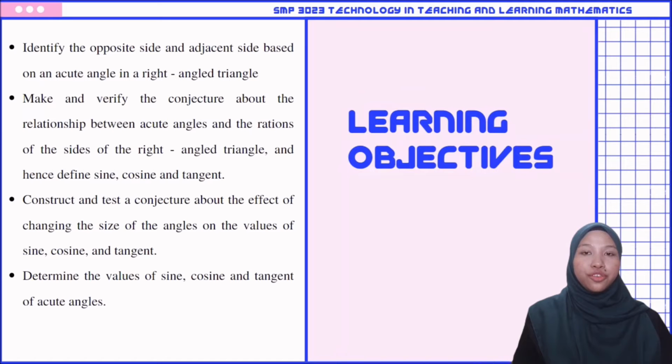Learning objective. First, identify the opposite side and adjacent side based on an acute angle in the right angle triangle. 2. Make and verify the conjecture about the relationship between acute angle and the ratio of the side of the right angle triangle and the defined sine, cosine and tangent. 3. Construct and test a conjecture about the effect of changing the sign of the angle on the value of the sine, cosine and tangent. 4. Determine the value of sine, cosine and tangent of acute angle.